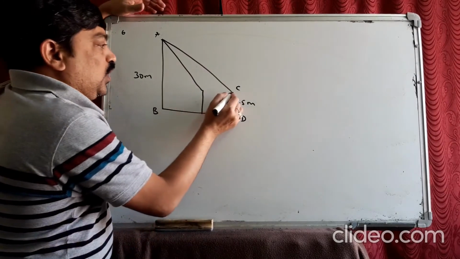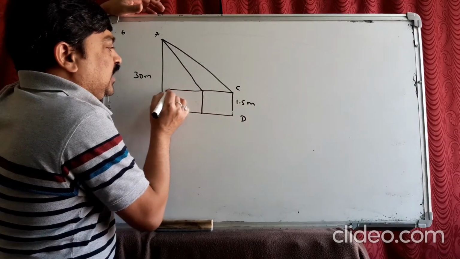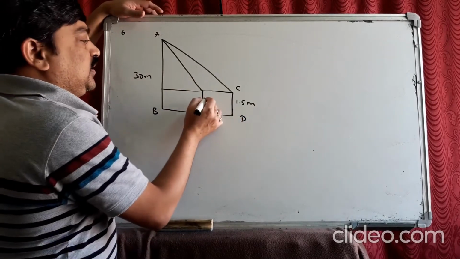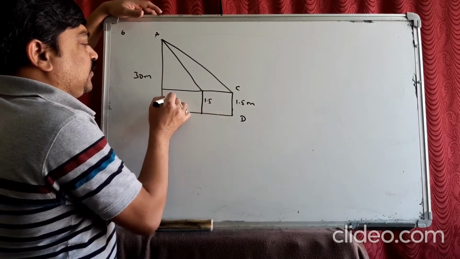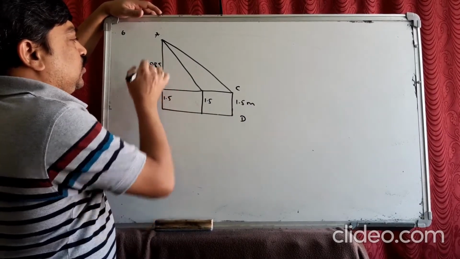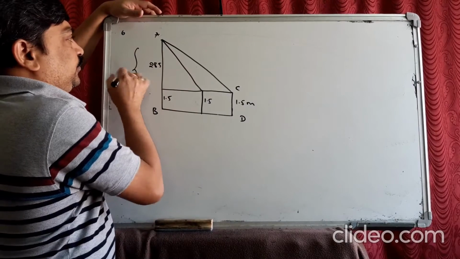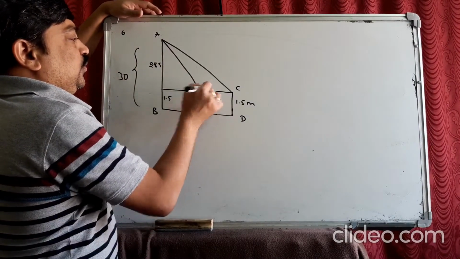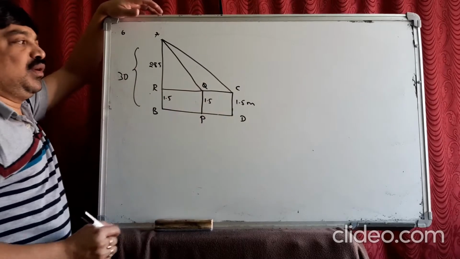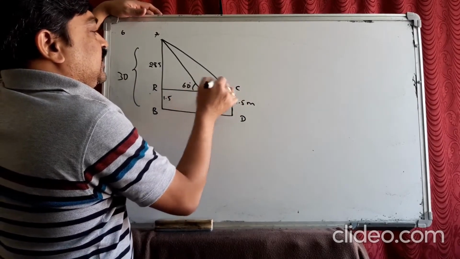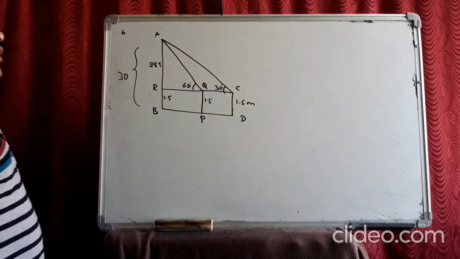So we should draw a horizontal here exactly parallel to the base. Now if this is 1.5, this will be 1.5, this will be 1.5. So this will become 28.5. So the total becomes 30. Now we take some points here, P, Q, some R. Here the angle of elevation was 30 and now here it is 60 degrees. This is the story.